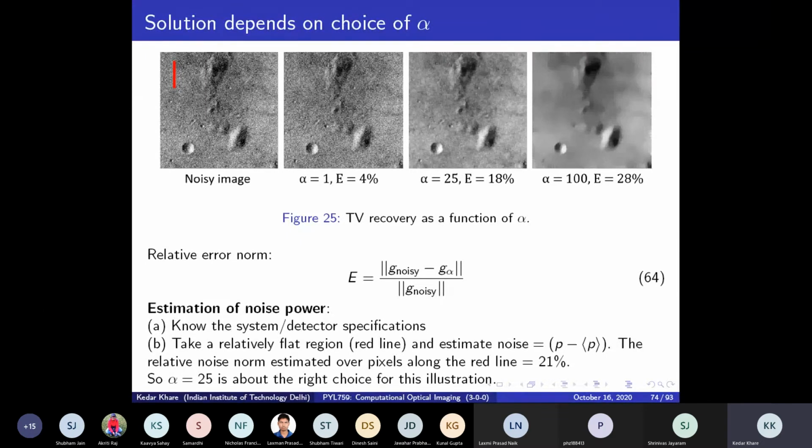But suppose I have a structure of the size of one of these small craters in the image, or some periodic structure, photonic crystal or something like that, where there is some structure, but it is not at 1 pixel level, but at a few pixel levels. Then TV may still not be the right choice. We will have to modify the choice of the cost function.